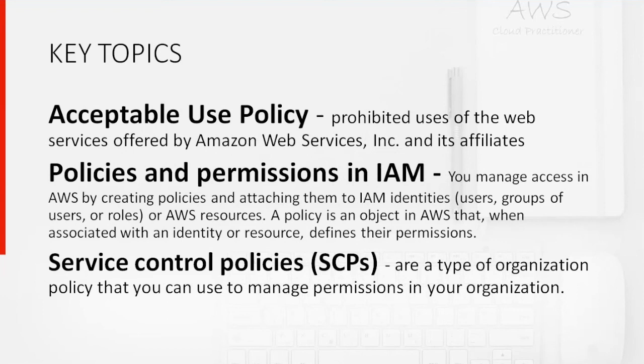You manage access in AWS by creating policies and attaching them to IAM identities, users, groups of users or roles, or AWS resources. A policy is an object in AWS that, when associated with an identity or resource, defines their permissions. Service Control Policies, SCPs, are a type of organization policy that you can use to manage permissions in your organization.